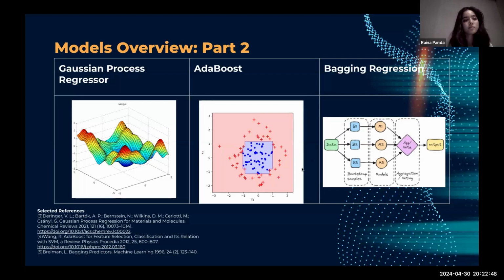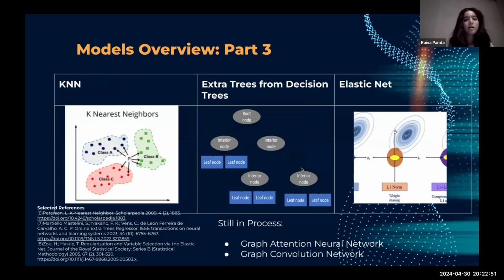So the next slide. And then we have k-neighbors regression. This is an instance-based and non-parametric supervised learning algorithm, and it's really high in accuracy most of the time because it does not assume any specific underlying probability distribution for the data, and that's why we preferred to use this specific model. And then we have extra trees, which are based off of decision tree models.